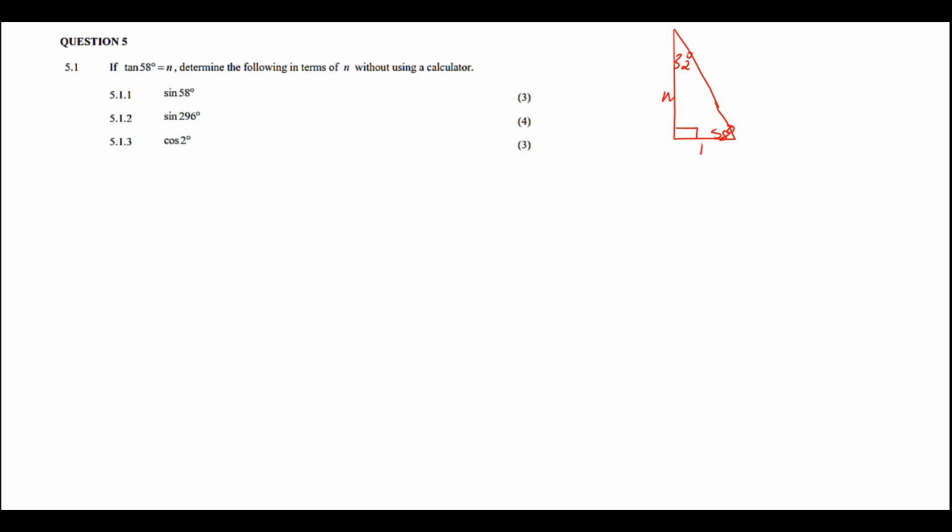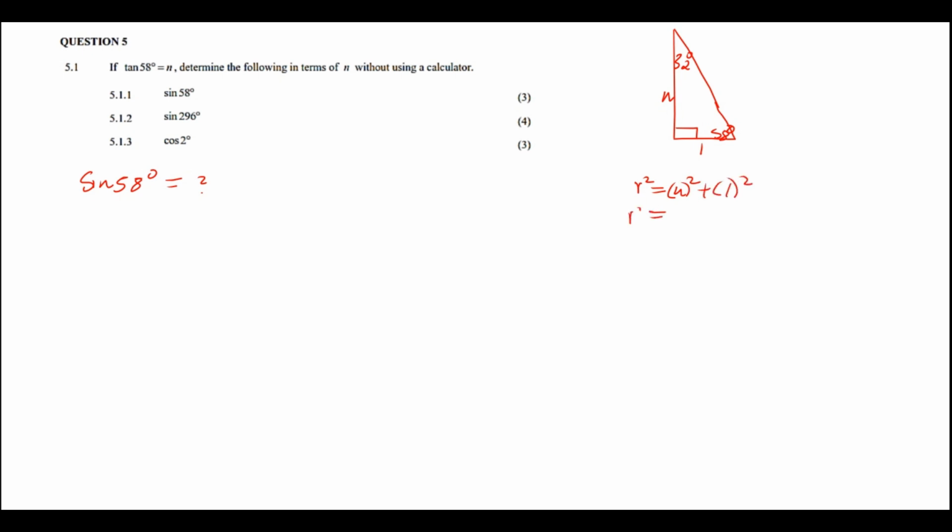So now we are supposed to find sine 58 degrees, but what is the definition for sine? The definition for sine is opposite divided by the hypotenuse. We lack the hypotenuse, so we need to find the hypotenuse. So now this is what you do. You are going to utilize the theorem of Pythagoras. We are going to say r squared is equivalent to n squared plus 1 squared.